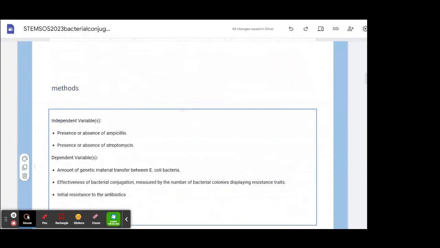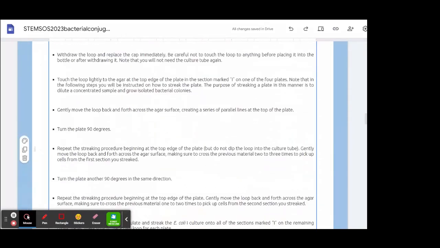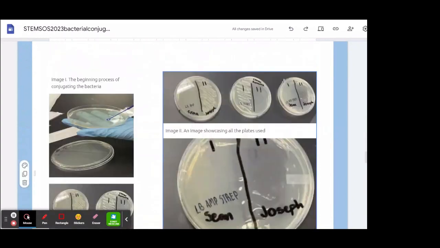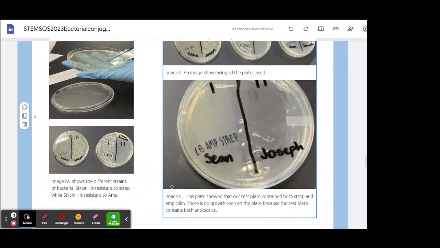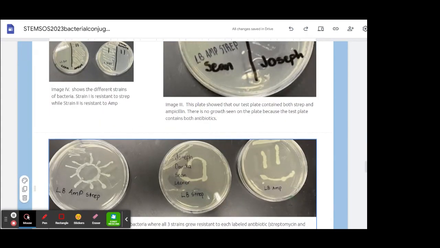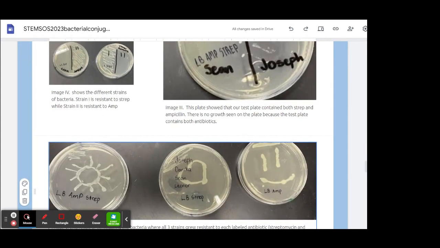Here we analyze the varying results in between the strains and their resistance. In image 3, you see this plate contained both strep and ampicillin. Zone 1 had E. coli resistant to streptomycin, while Zone 2 had resistance to ampicillin. There was no growth seen since the plate contained both antibiotics.